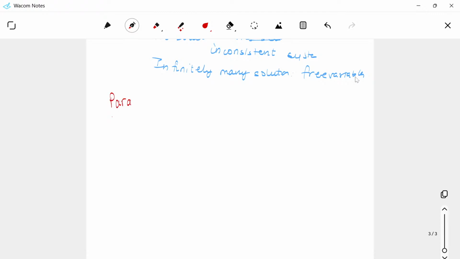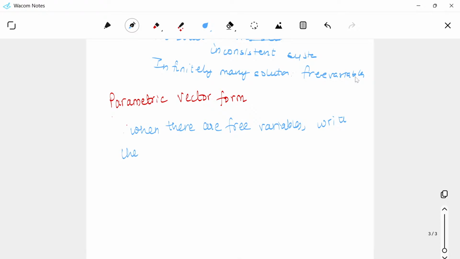So this is how you do it. Okay. When there are free variables, write the solution in a parametric vector form, like x is equal to p plus dv.